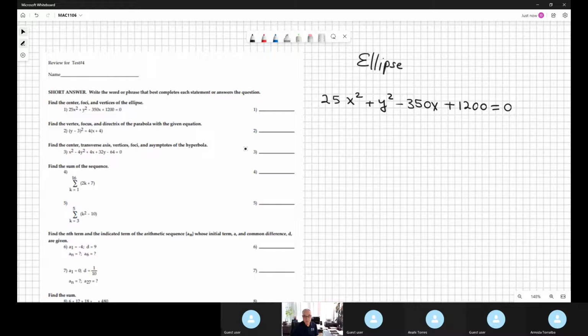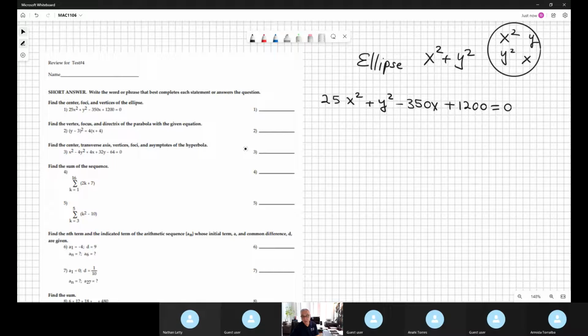Well, you have x squared and y squared. I don't care about the coefficient. The coefficient is totally irrelevant to identification. And there is a plus in between. A parabola has x squared and y not squared, or y squared and x not squared. And a hyperbola is similar, but with a minus, not a plus.